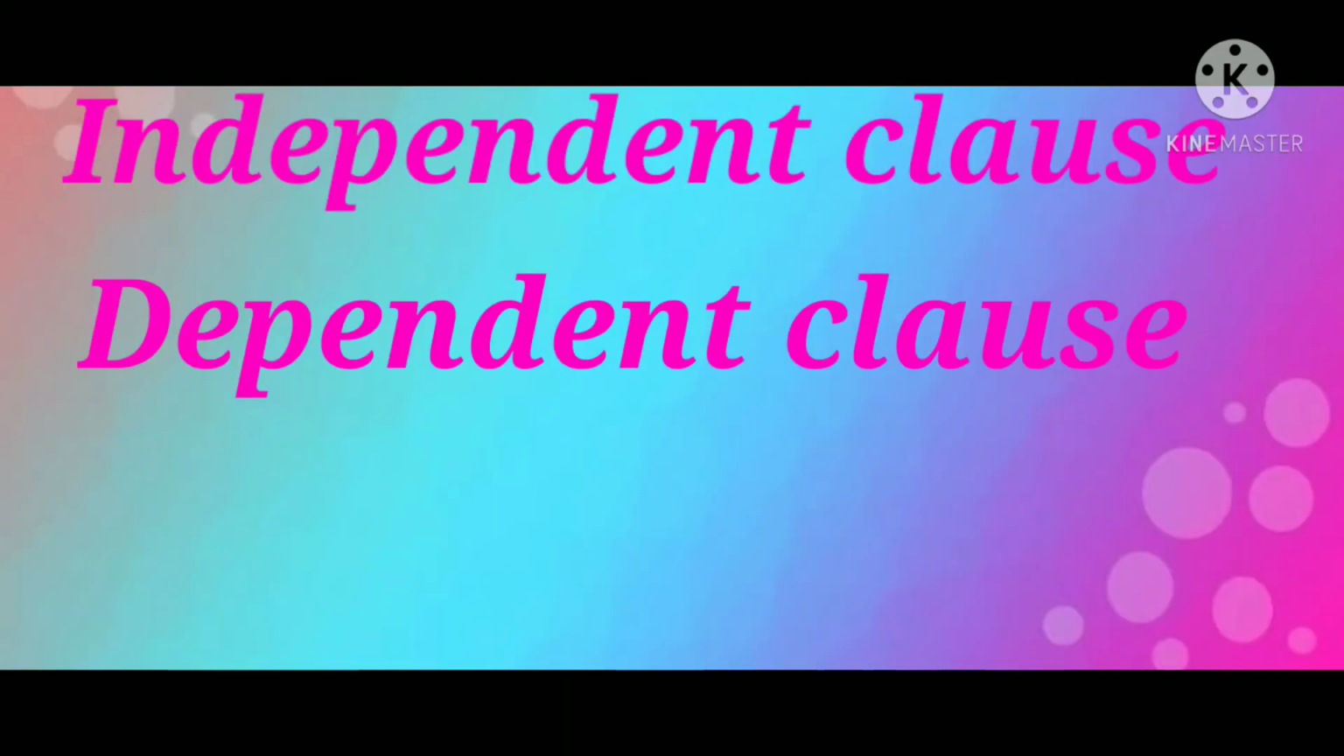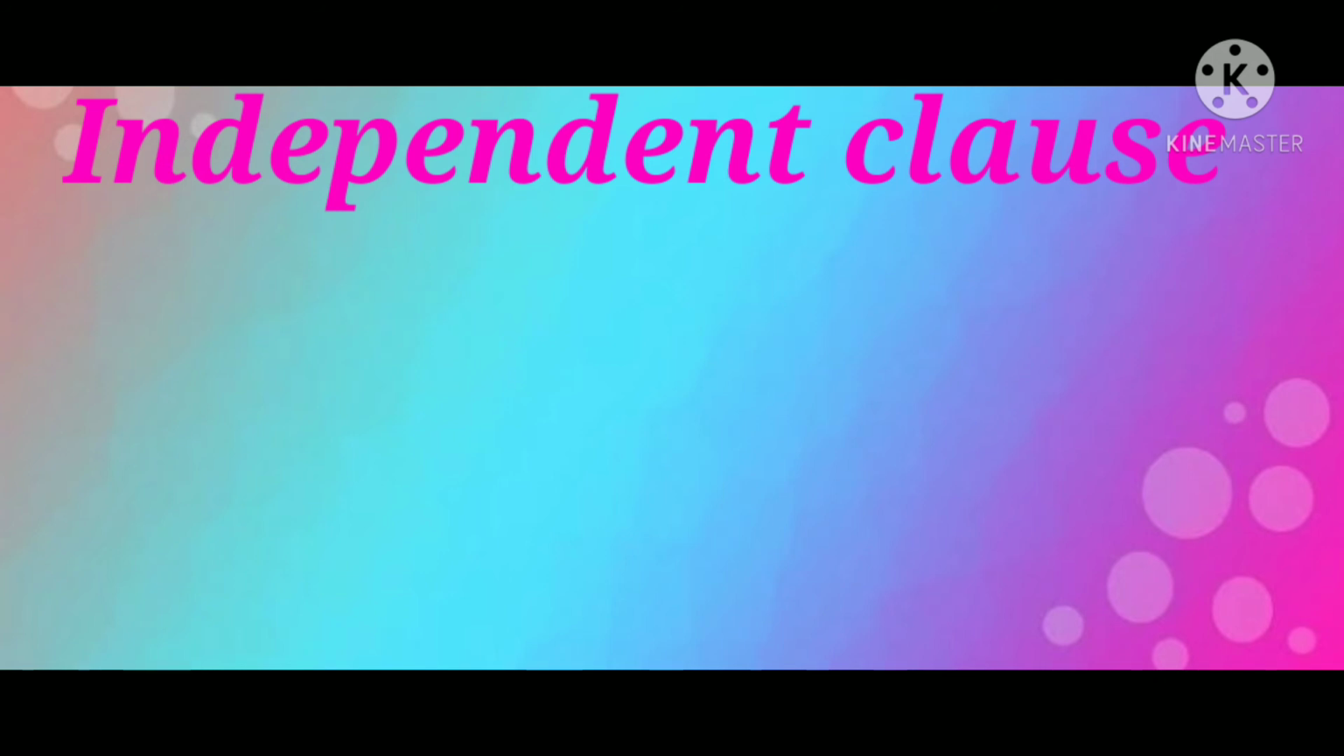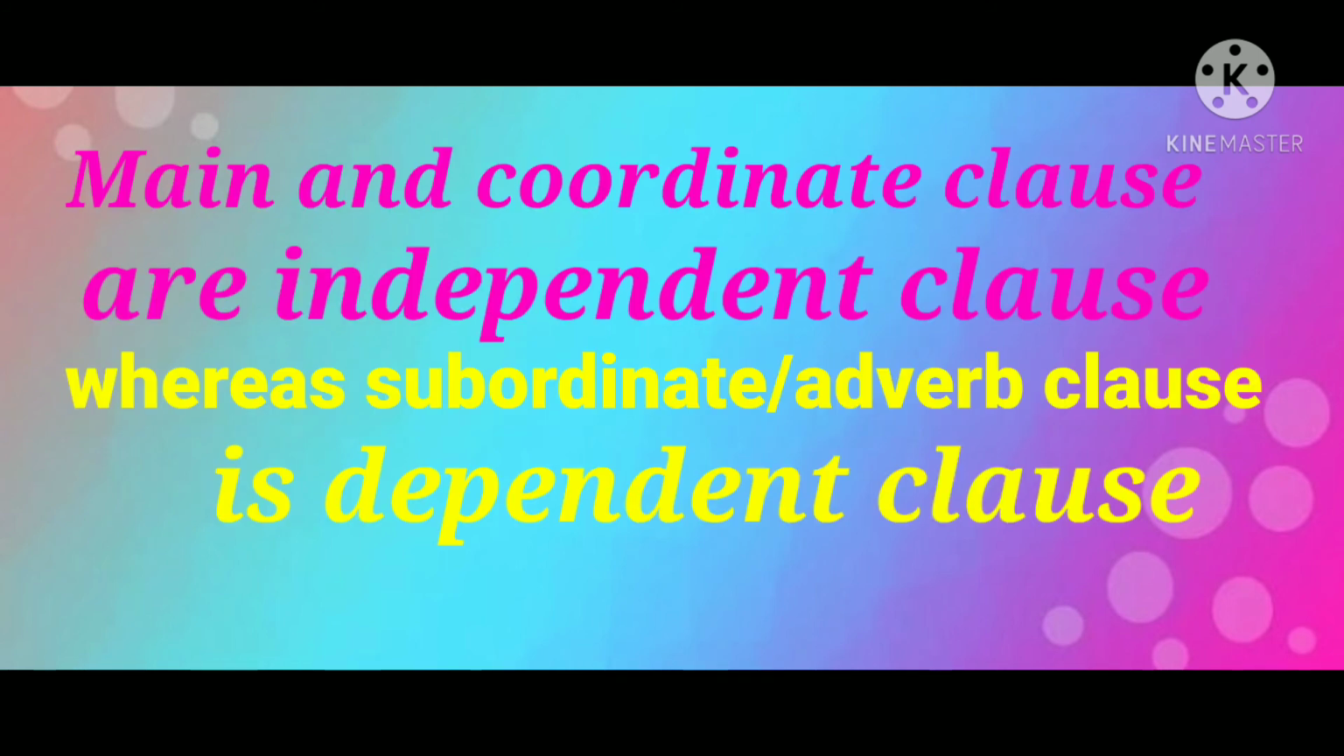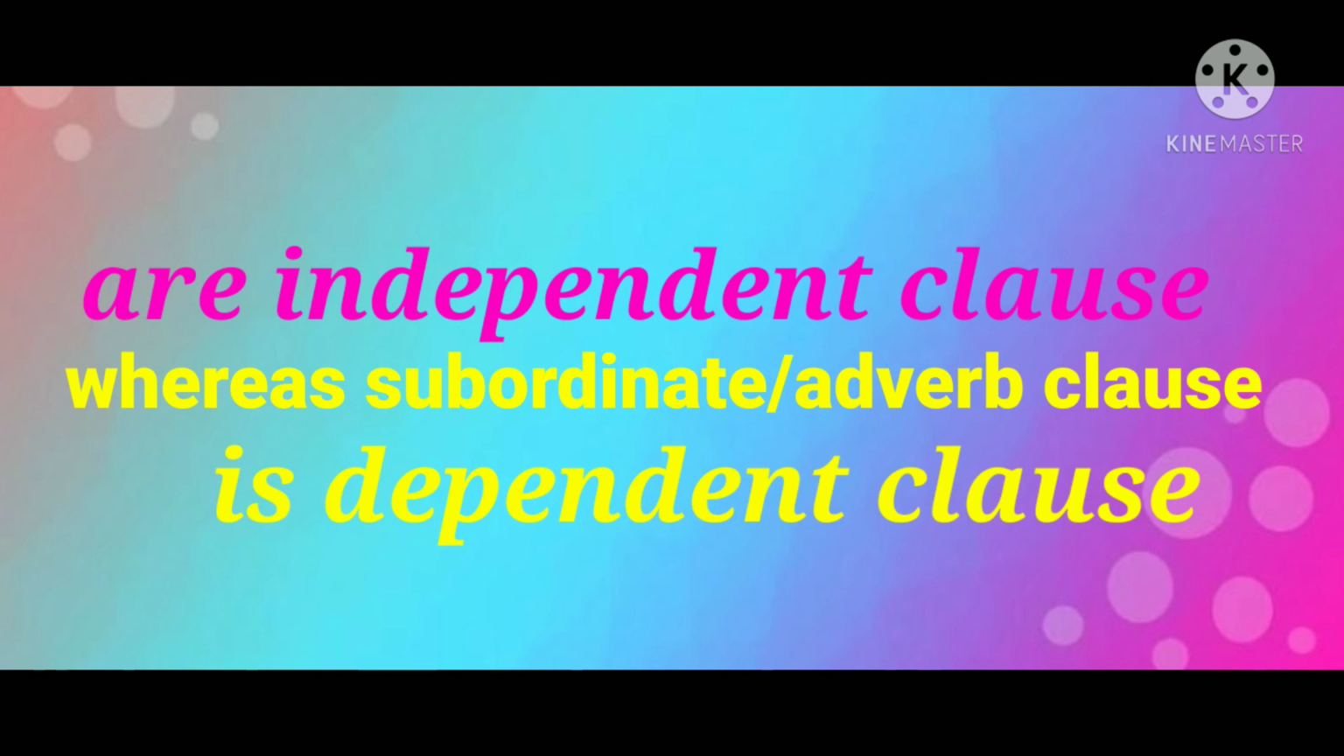Another most important rule here is independent and dependent clause. Now tell me, what is an independent clause? A clause that can form a complete sentence standing alone, having a subject and predicate, is known as an independent clause. And what is a dependent clause? A dependent clause is one that relies on being used with another clause. Students, the most important concept you have to understand here is that main and coordinate clauses are independent clauses, whereas subordinate or adverb clauses are dependent clauses.